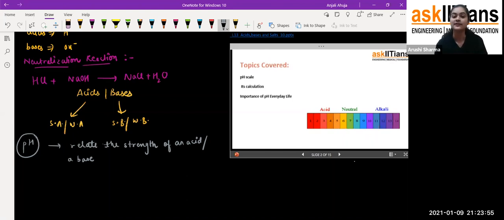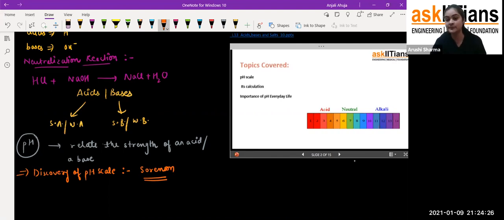So first of all, if I ask you who discovered the pH scale, students, the pH scale was developed by a scientist whose name is Sorensen. Sorensen developed this pH scale, which works as a universal indicator, like the litmus paper we actually use. From the color of that litmus paper we determine which color matches with the pH scale, and that's how we determine its pH.